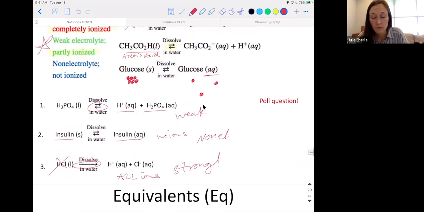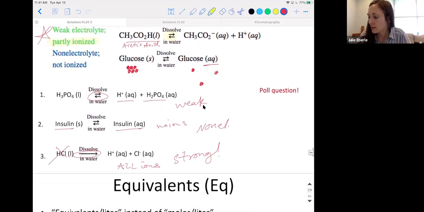All right, so that's electrolytes. Now we're going to keep talking about electrolytes, but from the standpoint of measuring their levels in biological solutions. How would we go about measuring levels of electrolytes in a biological solution? Well, that's what we do when we're talking about equivalence. Anybody heard this word before? If you have a job in a hospital, maybe you have.